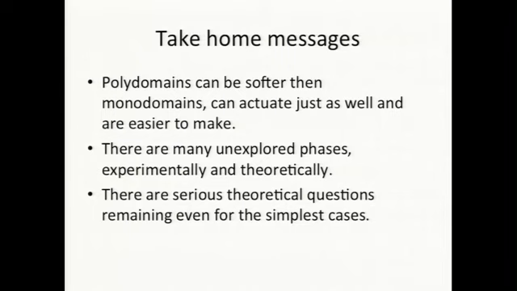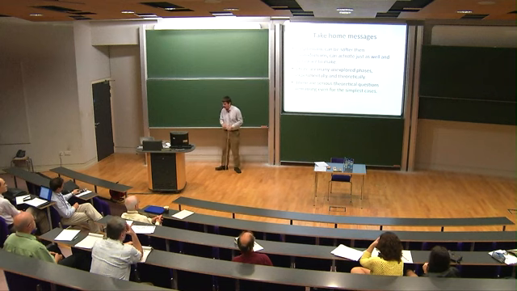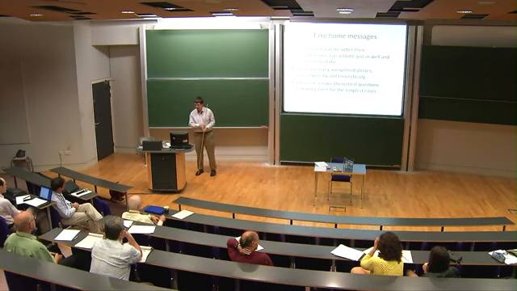So, like I say, I've talked about symmetric A polydomains and symmetric A to symmetric C polydomains, but there are really n-squared combinations in there, and there's a lot of richness that might come out. And then finally, even for the simplest cases, even for this isotropic genesis nematic polydomain, there are some really serious theoretical questions which I certainly don't know how to answer.